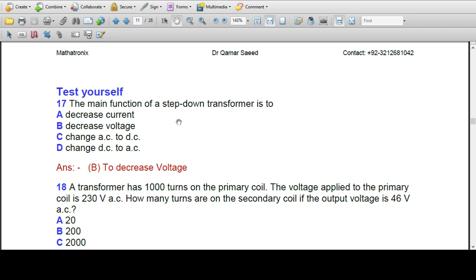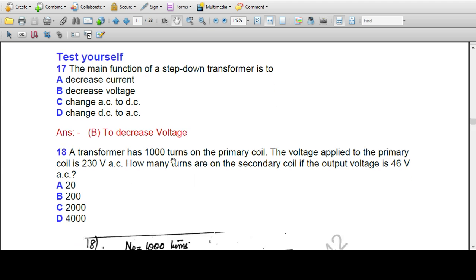So step down transformer decreases the voltage from high voltage level to low voltage level, while step up transformer increases the voltage from low voltage level to high voltage level. Step up transformers are used in the power stations, and step down transformers are used at the consumers level, at distribution levels. So in our domestic supplies, we get the supply from the step down transformer, from the pole mounted transformers, PMTs. So this B is correct.